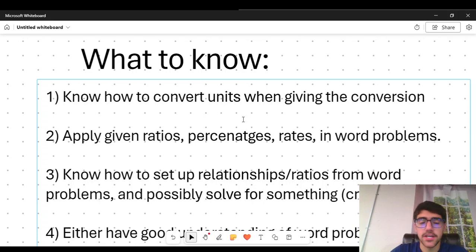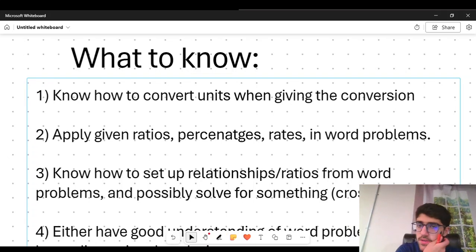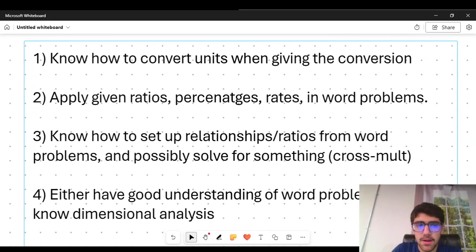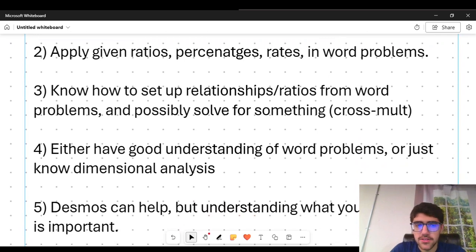Sometimes they might just give you a ratio and tell you we have this and this, find the last number or something. I'm gonna show some examples. It might sound confusing right now, but just know how to convert the units correctly, and apply given ratios, percentages, rates in word problems. So you're going to get word problems, and they're going to give you the ratios, or you might have to find the ratio, percentage, or rates, and then you might have to solve for a variable, solve for a constant, something like that. You need to know how to set up relationships slash rates from word problems.